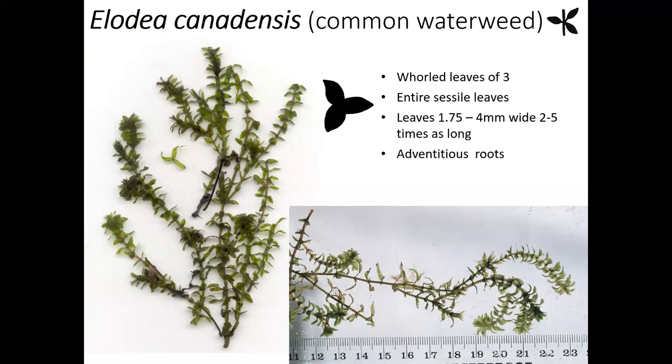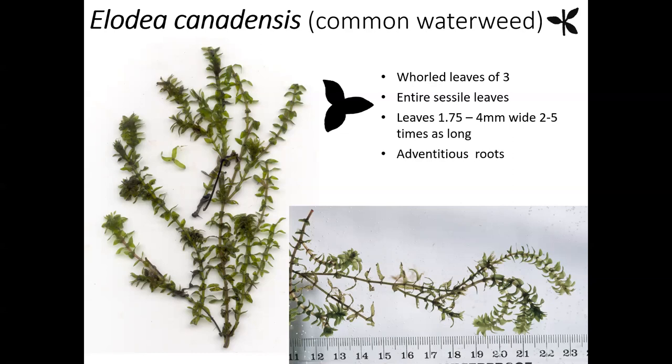So if you look at the plant picture on the left, you have the whorl right there, a cross section. And then I also have drawn a picture. Sometimes the leaves will be more globose or rounded, and sometimes they're going to be a little narrower and longer. So these leaves are entirely sessile. So there is no petiole at all, and also the leaf margin is entire, meaning there's no teeth, it's smooth.